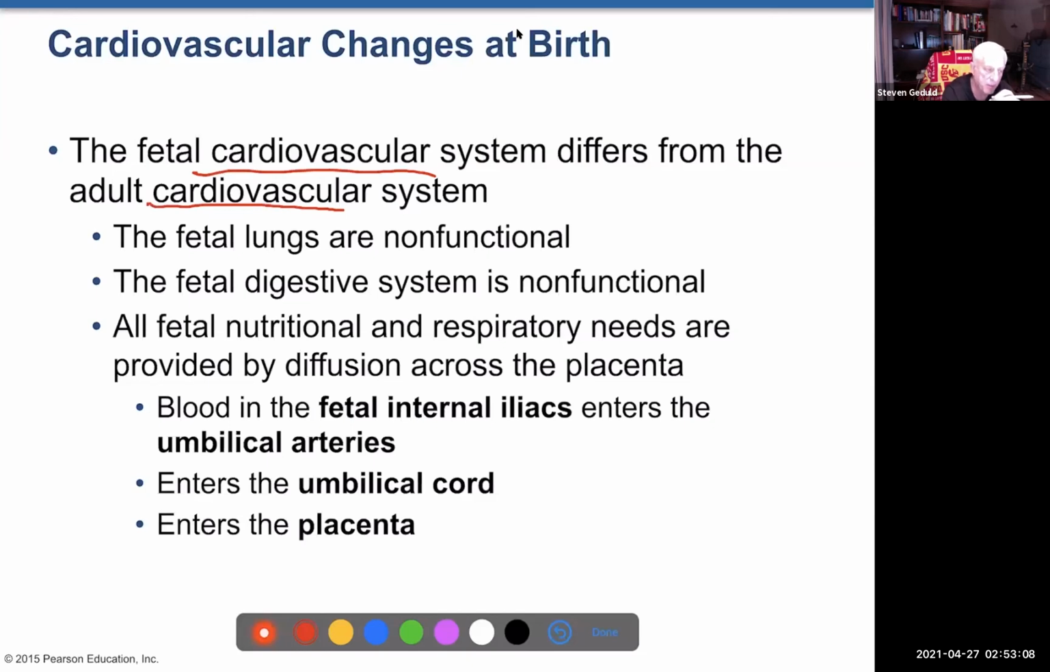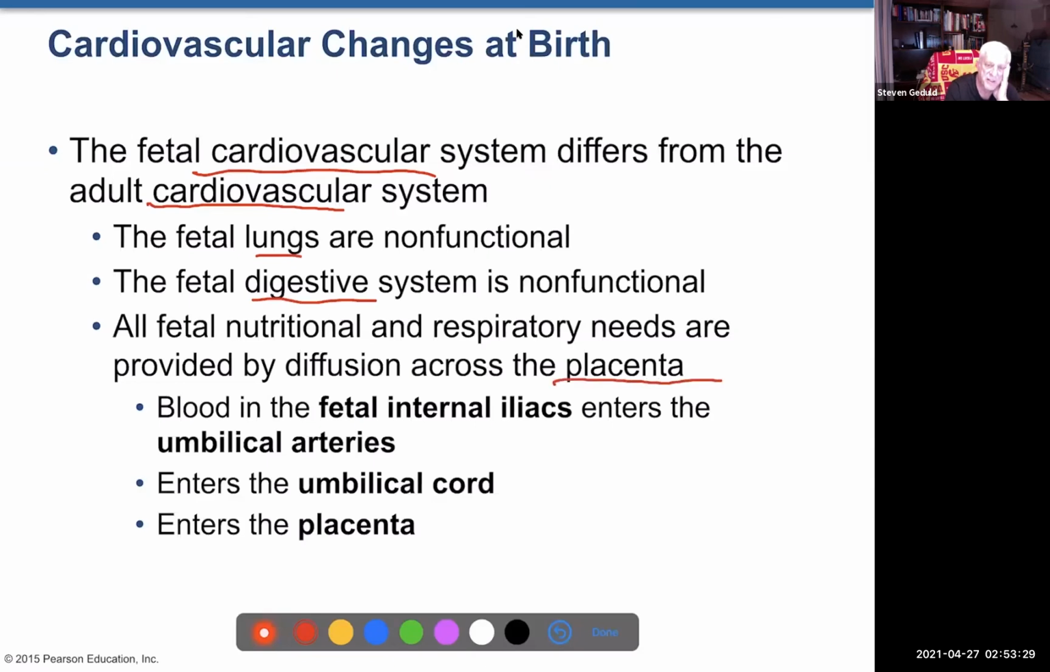So you're not going to pump a whole lot of blood to the lungs or to the stomach, because the stomach's providing no food and the lungs are providing no air. Both the lungs and digestive system are non-functional, so all fetal nutrition and respiratory needs are provided across the placenta by the mother.